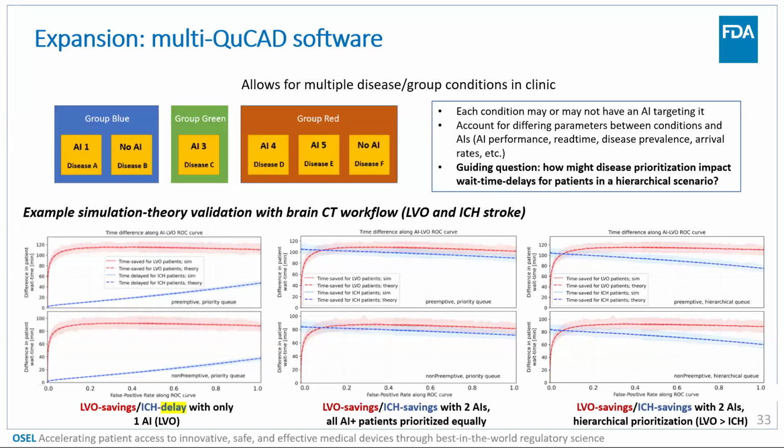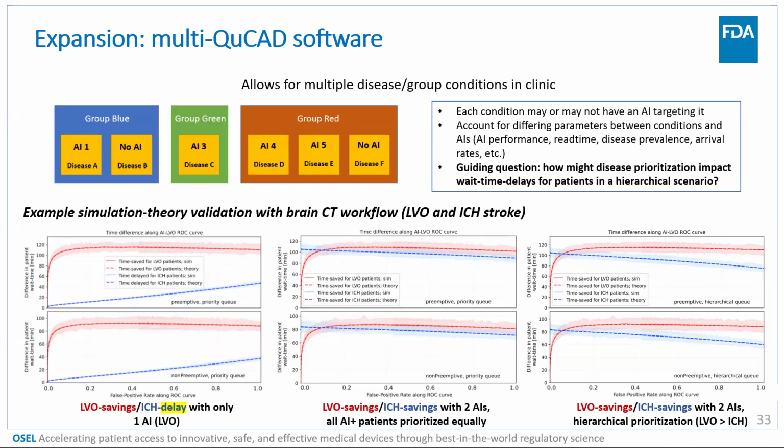So rather than just prioritizing all AI positive patients the same, maybe you have a hierarchical disease priority where one type of stroke is prioritized over another type of stroke. And so we did some example simulation and theory validation with a brain CT workflow, assuming 2 disease conditions, 2 types of stroke, LVO and ICH. And over here, we're only assuming that there's one AI in clinic looking for LVO specifically.